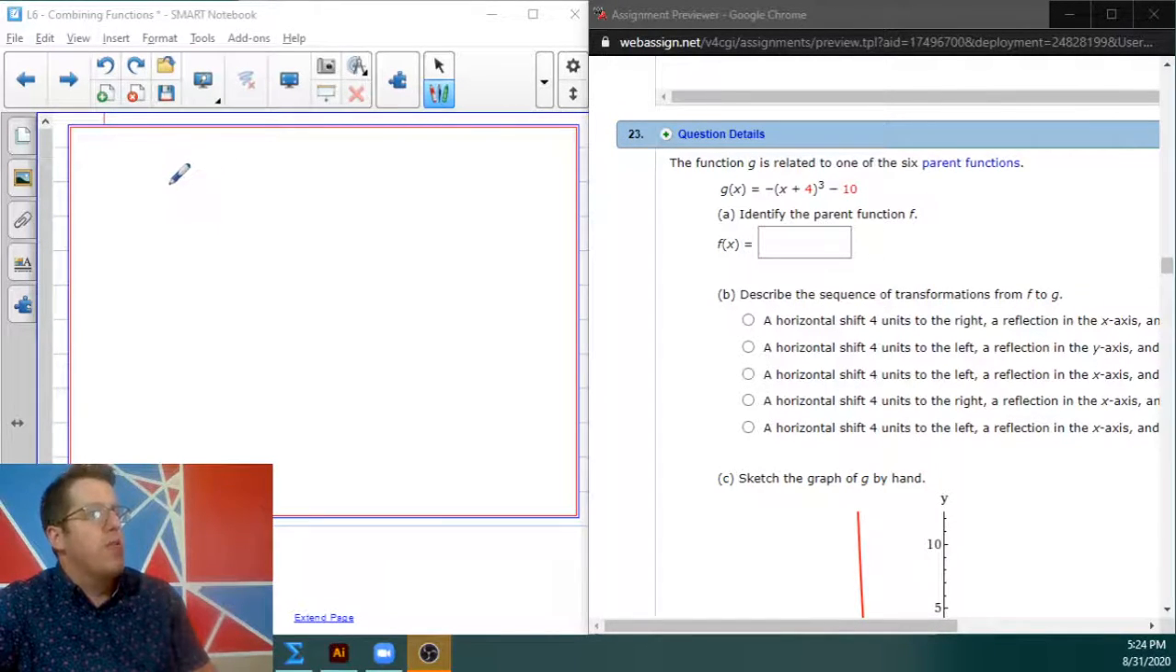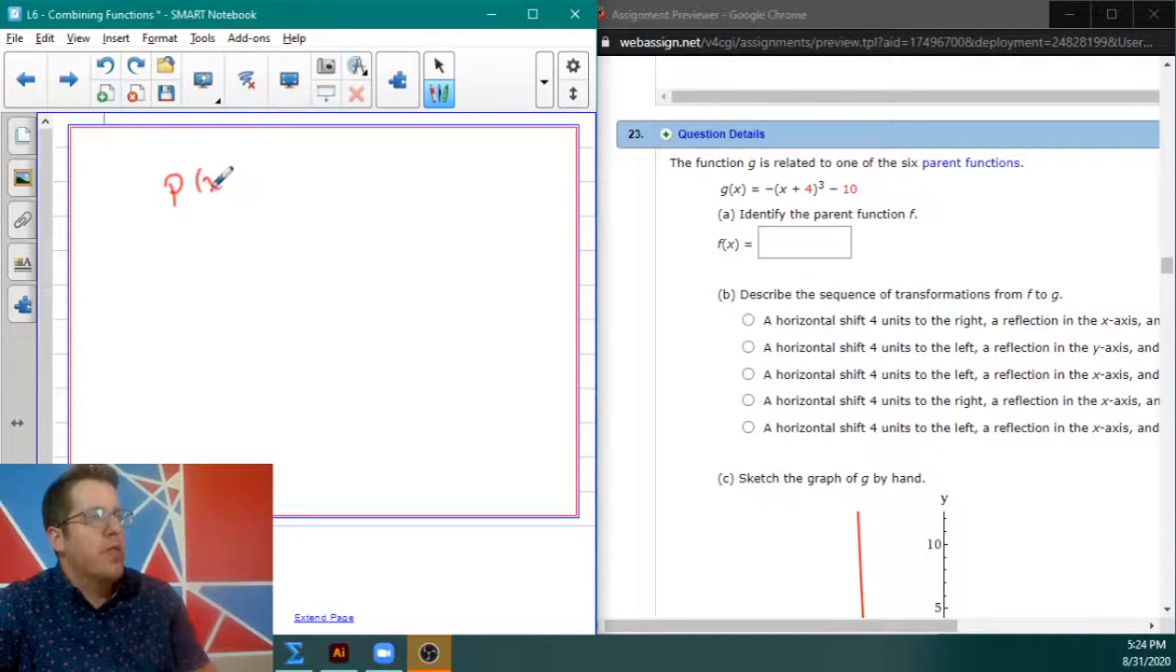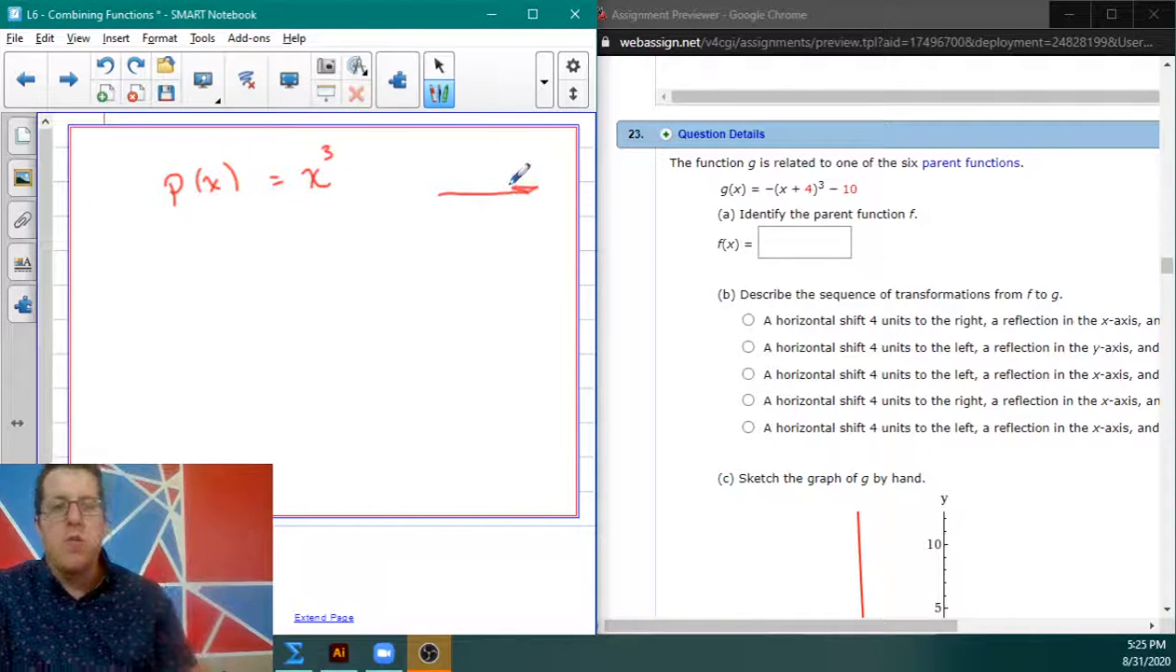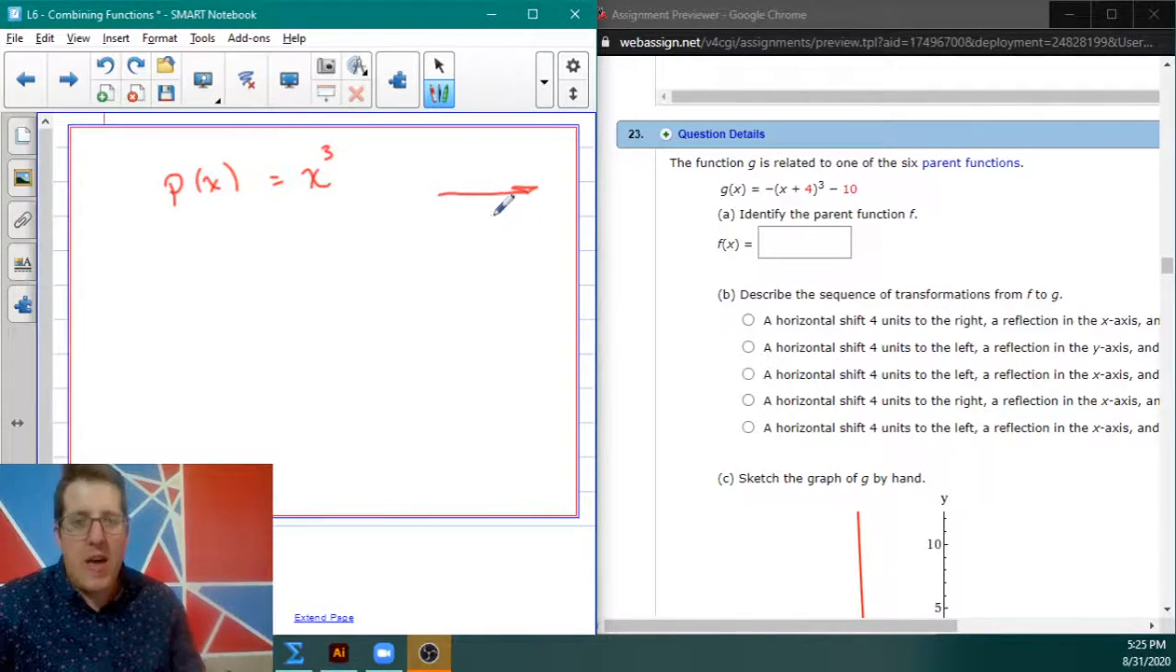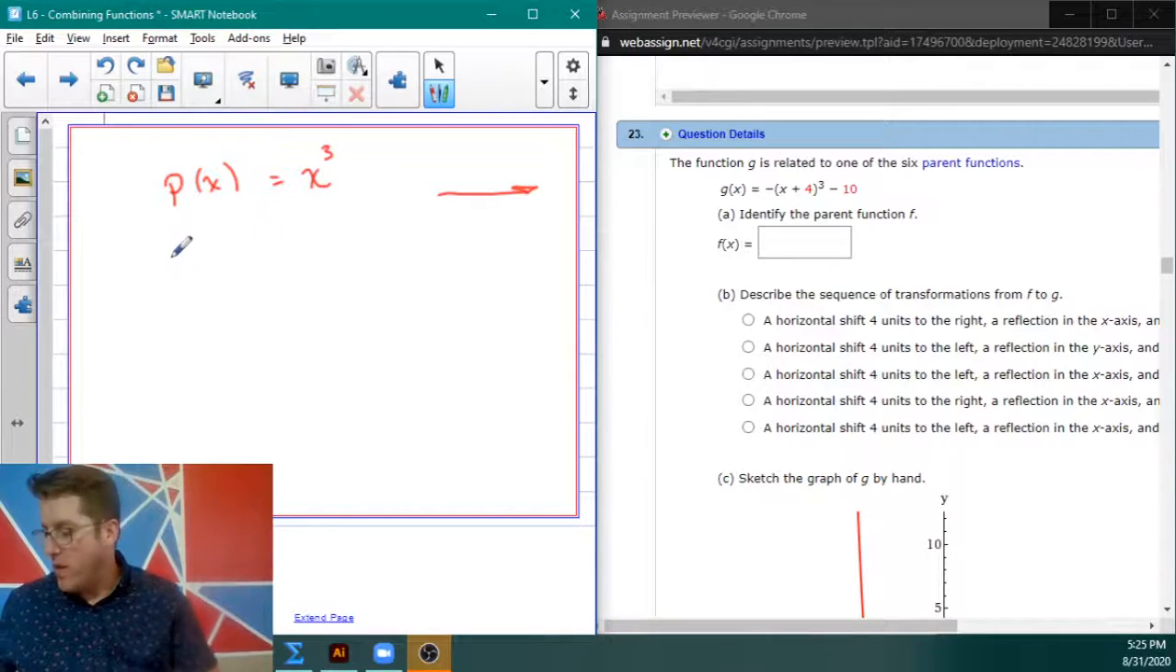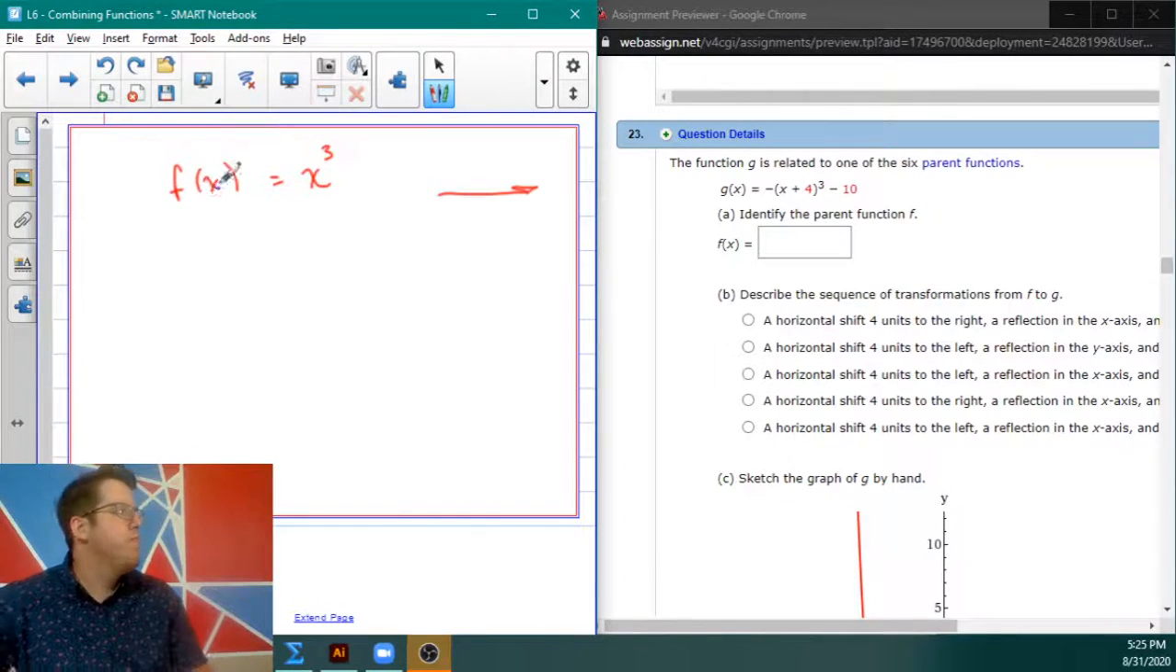Well, the parent function is going to be x cubed. Because when I get down to it, the most important thing here is that x is being cubed. That matters more than the fact that it's being multiplied by -1. It matters more than the fact that you're adding 4 or subtracting 10. So the parent function, they used f of x. So the parent function f of x is x cubed.